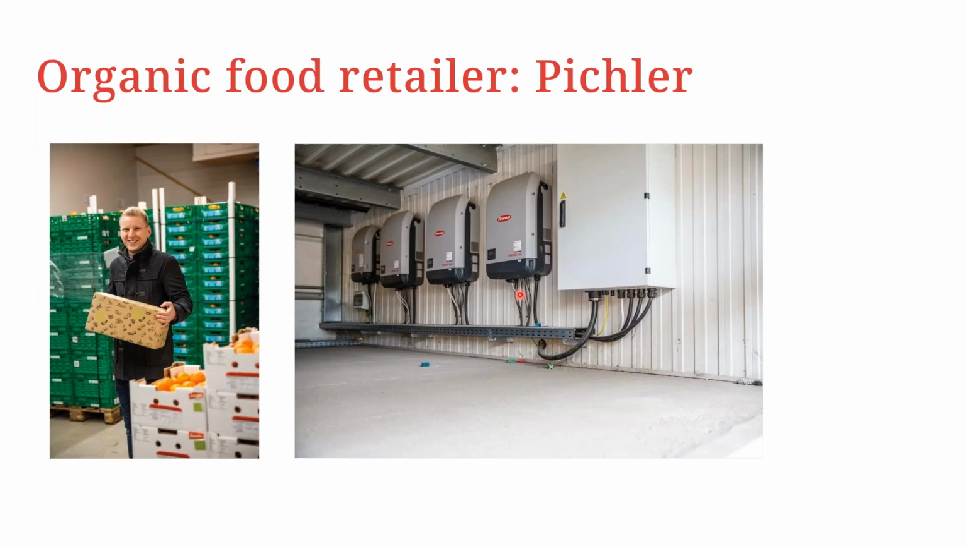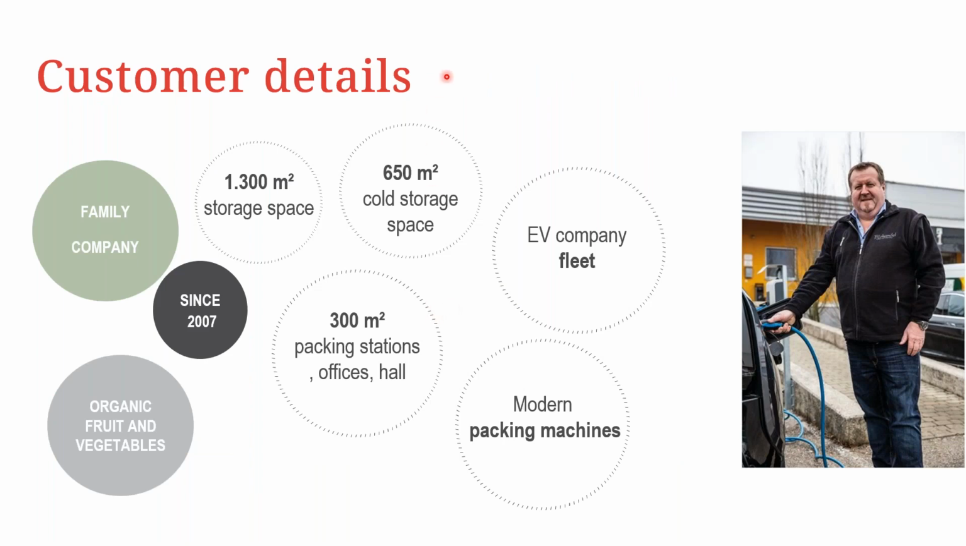So having said all that, I would like to show you a system example that brings all these aspects together. This is based on a food retailer by the name Pichler. The specifics about this customer is that this is a family-owned company that was started in 2007, and they are in the business of selling organic fruits and vegetables.